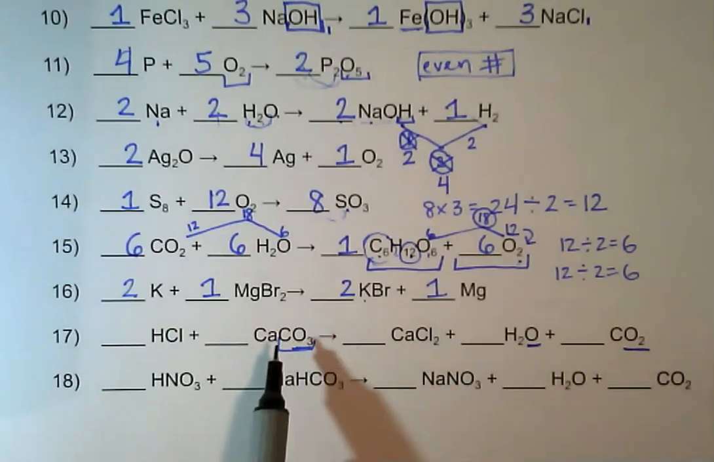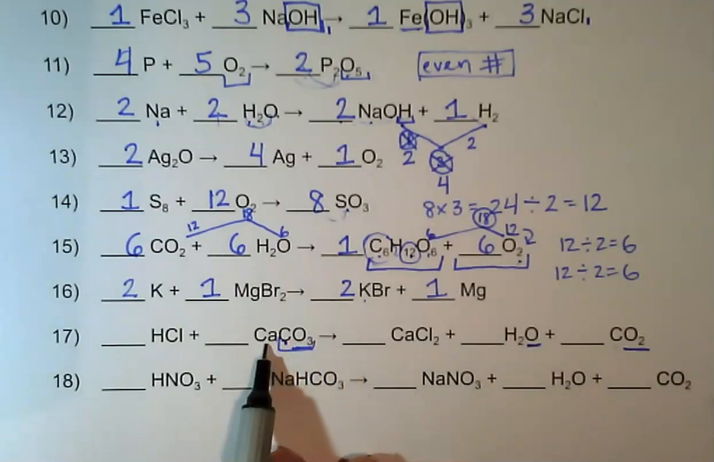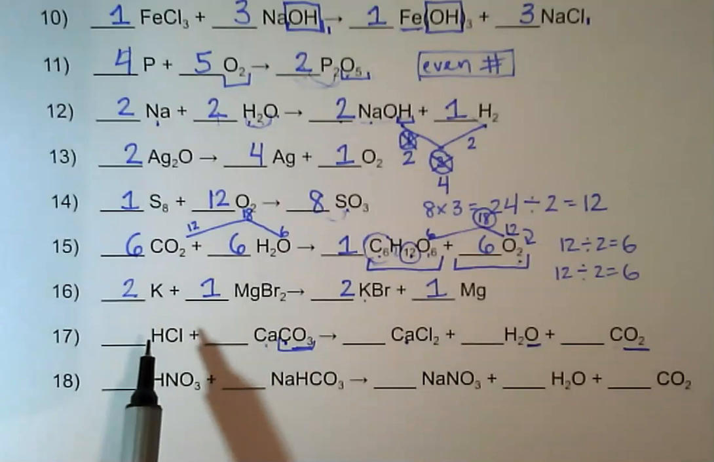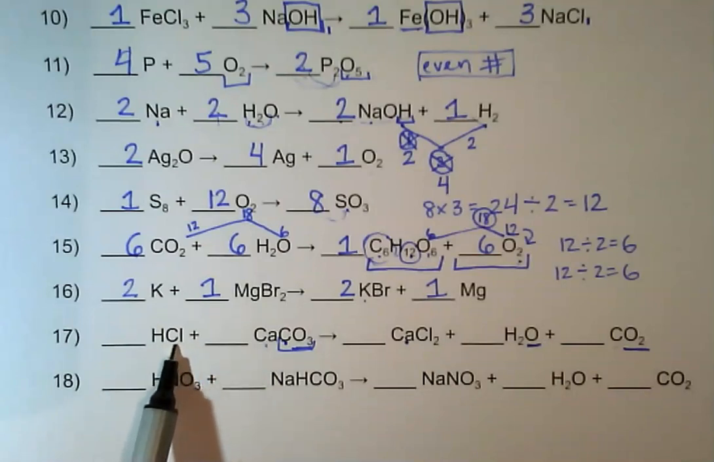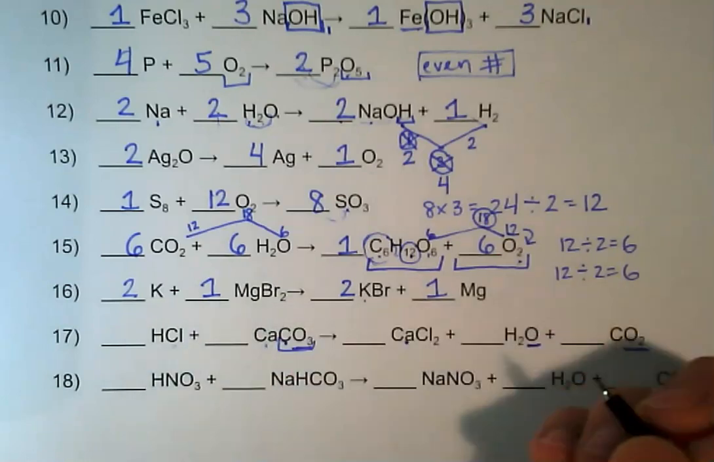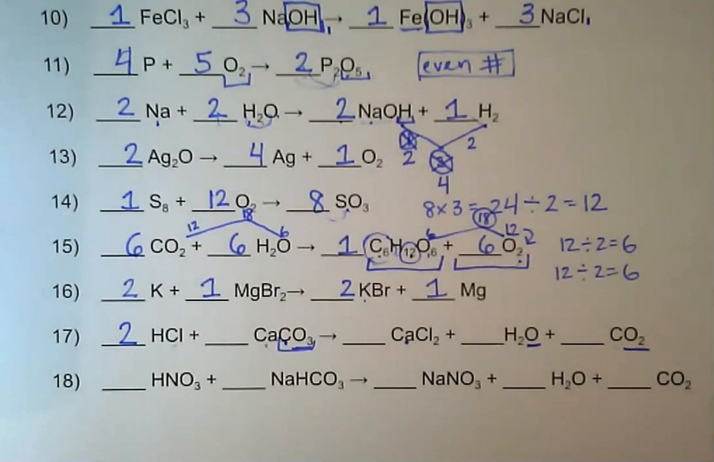So I notice I have 1 carbon on my reactant side and only 1 carbon on my product side. I have 1 calcium on my reactant side and 1 calcium on my product side. 1 chlorine on my reactant side and 2 chlorines on my product side, so I need to fix chlorine. So I'm going to put a 2 in front of HCl. And now I'm going to check on hydrogen. 2 hydrogens on my reactant side and 2 hydrogens on my product side. So everything's mostly looking balanced so far.